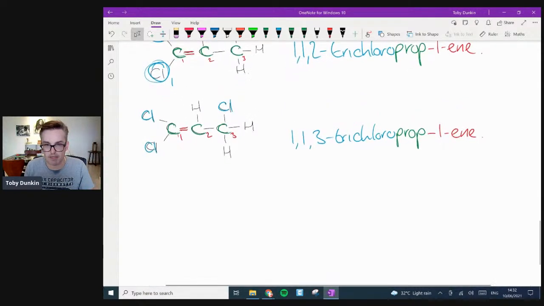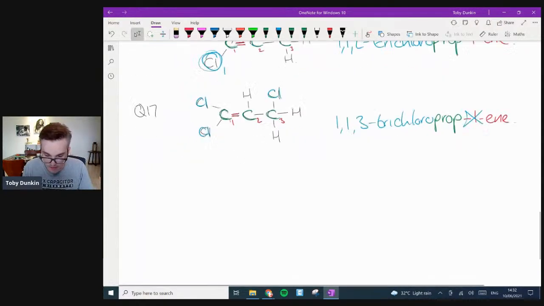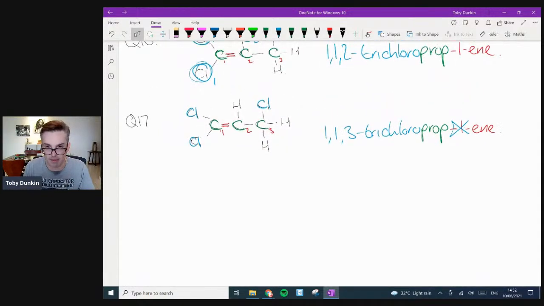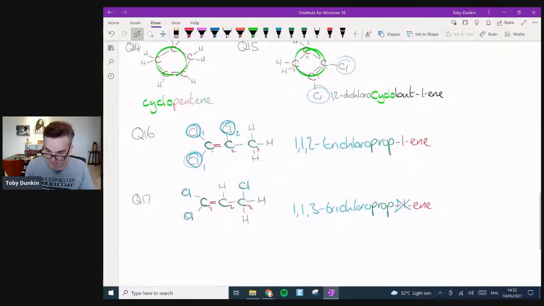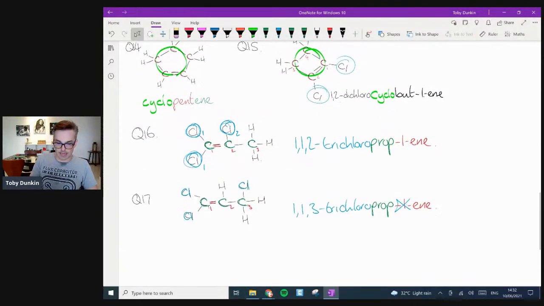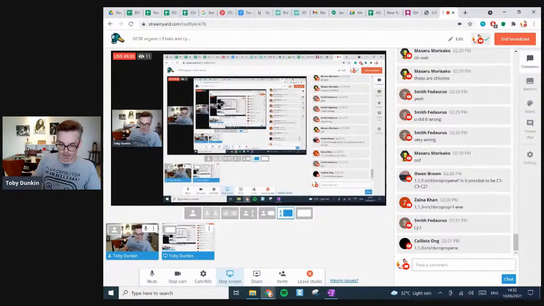Well done, Callista. Spot on. You don't actually need the 1-ene, by the way. That bit is not actually needed because the ene would always be the lowest number in this case. So, you know, I'm really pushing you a bit far here, guys. But as I said, you don't need that number. But it's nice. That brings me to the end of my lesson today, folks. So we've seen cyclos and we've seen the halos. We're doing really, really well.